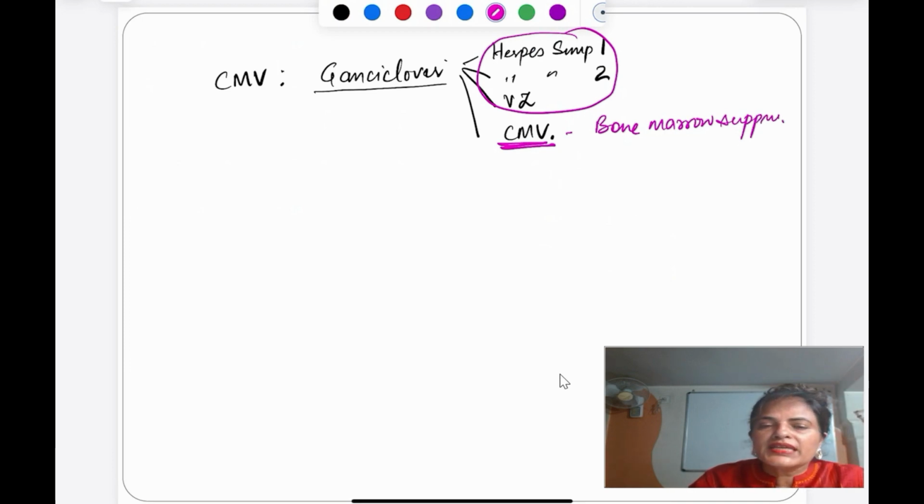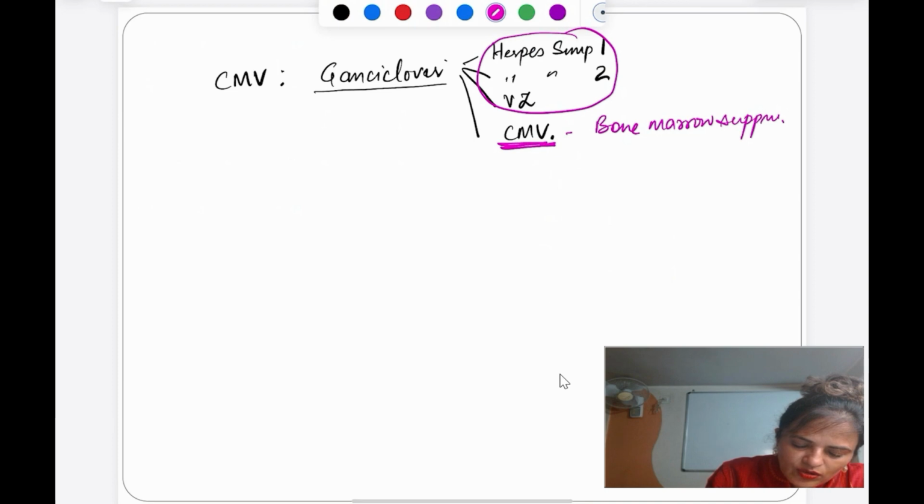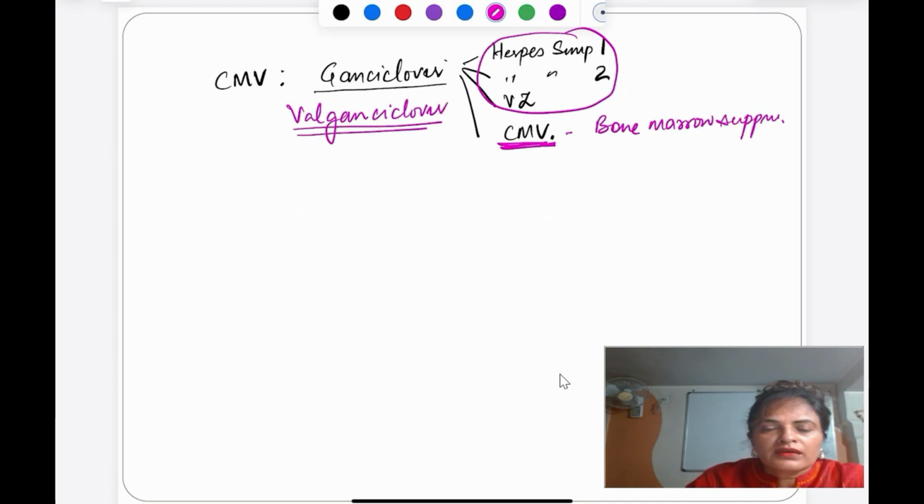And here this ganciclovir, the oral bioavailability is very less. So we give it in injectable form. Another analog of this is valganciclovir, which can be given orally. Ganciclovir and valganciclovir get concentrated in the cytomegalovirus infected cell.